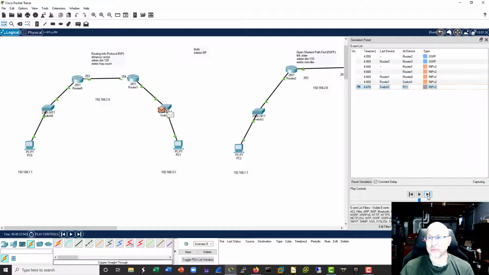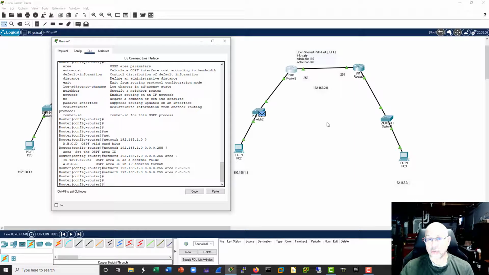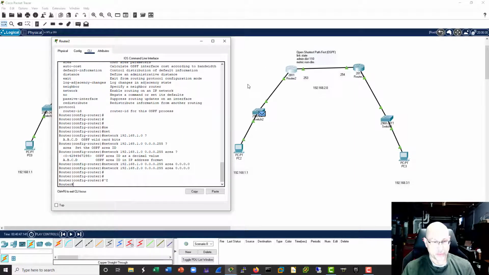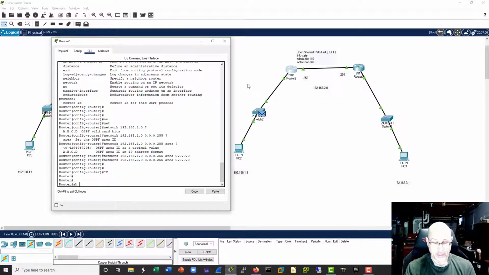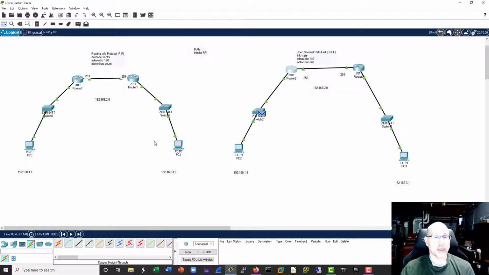Router 2, well, we still got RIP going on, but router 2 is spitting out OSPF messages, right? And router 3 is not at this point. So router 2 hasn't learned anything because there are no other OSPF neighbors. Neighbor is a keyword and tricky phrase out there. Let's take a look at one other thing as long as we're here.